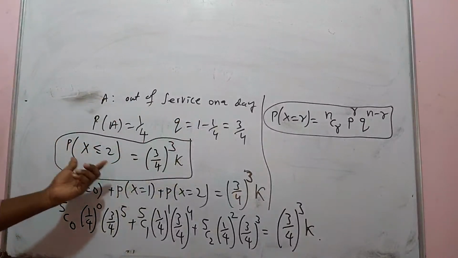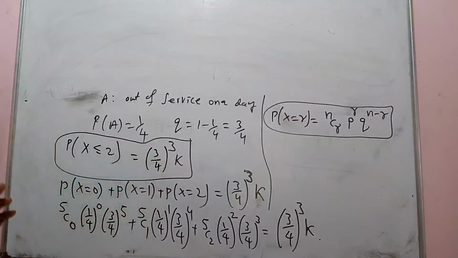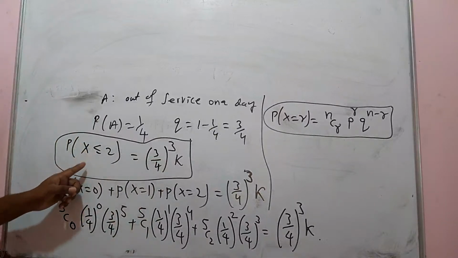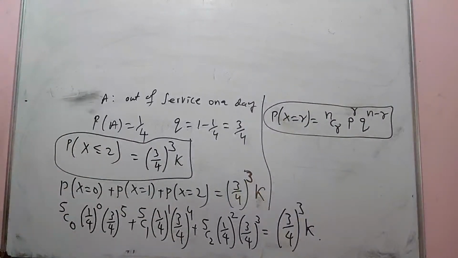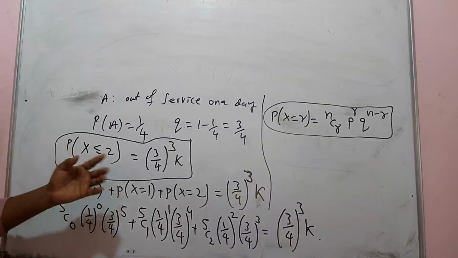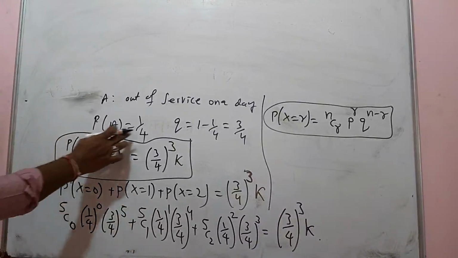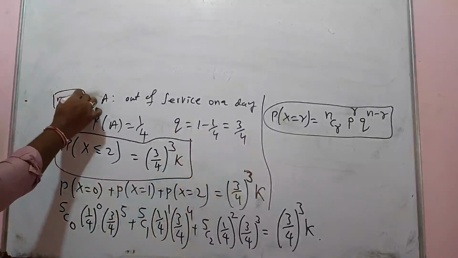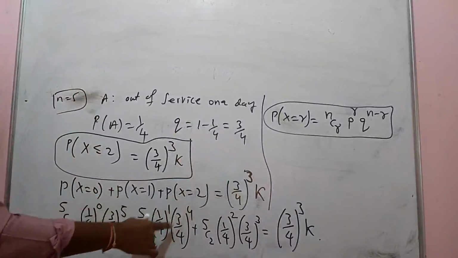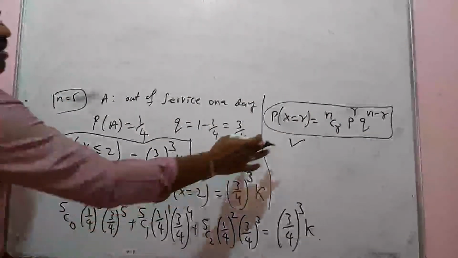They have given that at most two are getting out of service. So you have to find the out of service conditions: 0 day, 1 day, second day. At most 2 means 0 day, 1 day, 2 day. And we have substituted in the formula: the p value, the q value, n value is 5, and r values 0, 1, 2. We know the out of service formula is this.